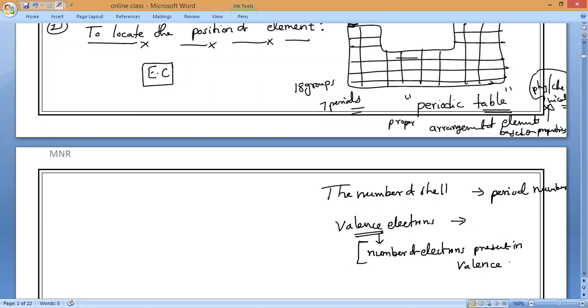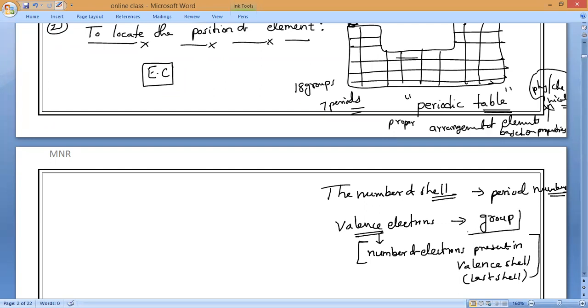Yeah, last shell or valence shell. Please note down: the last shell, or valence shell, holds the valence electrons. So remember, the number of shells will decide the period number and valence electrons will decide the group number.